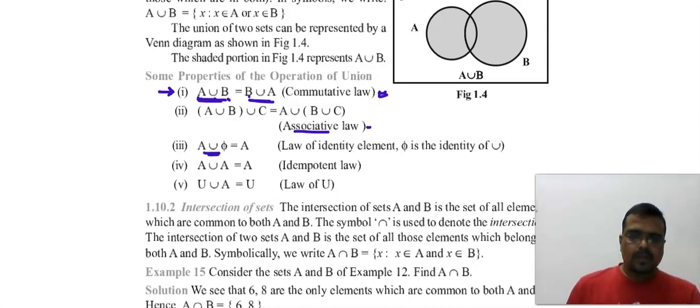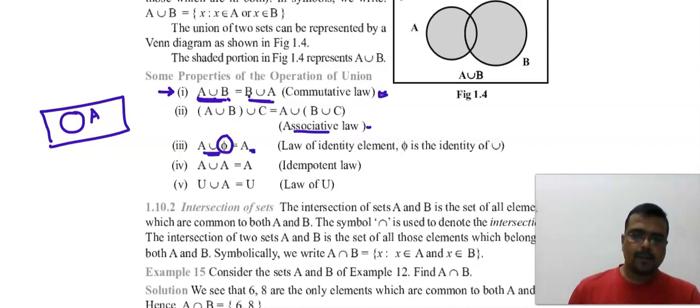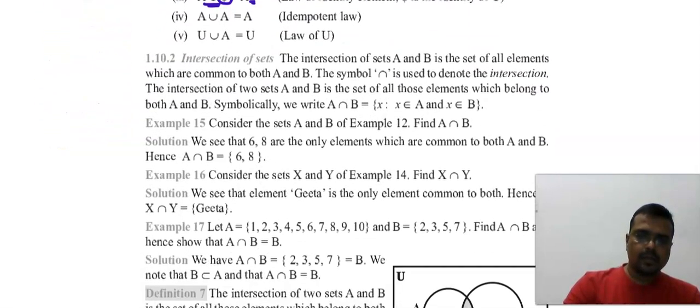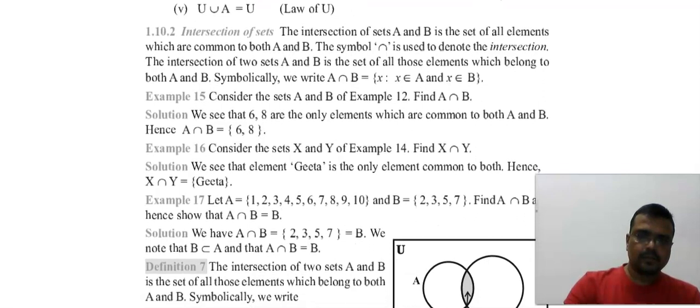A union null set will be set A. Reason is simple. A is set A, all the elements inside A, right? And null set means nothing. So actually we are talking only about set A, right? Fine. Set property 4th and 5th is very, very easy. You can understand. Okay.